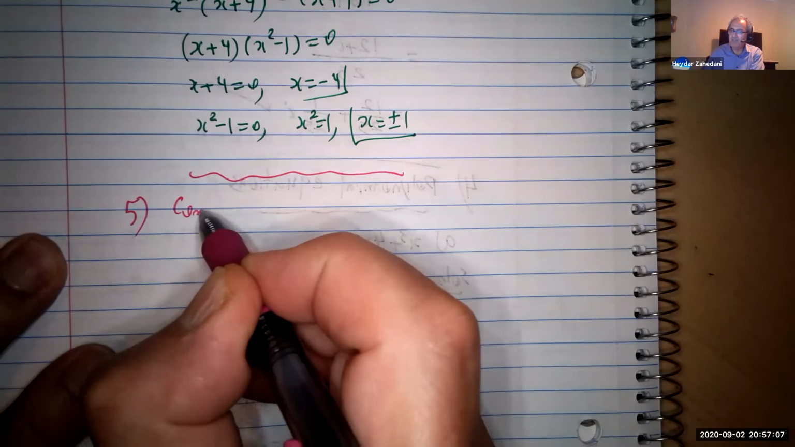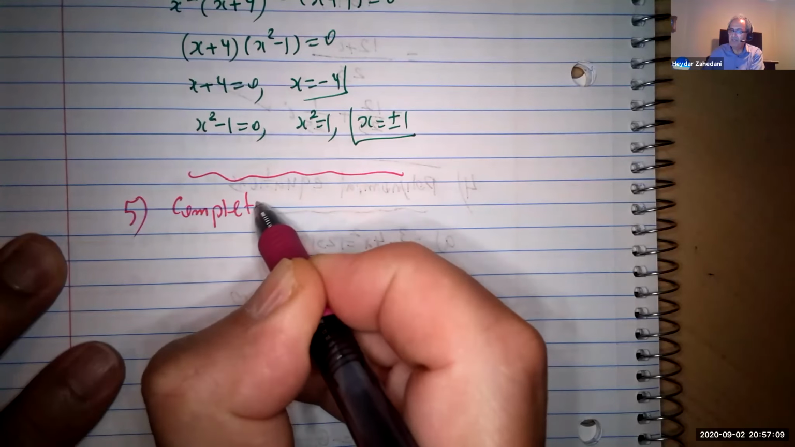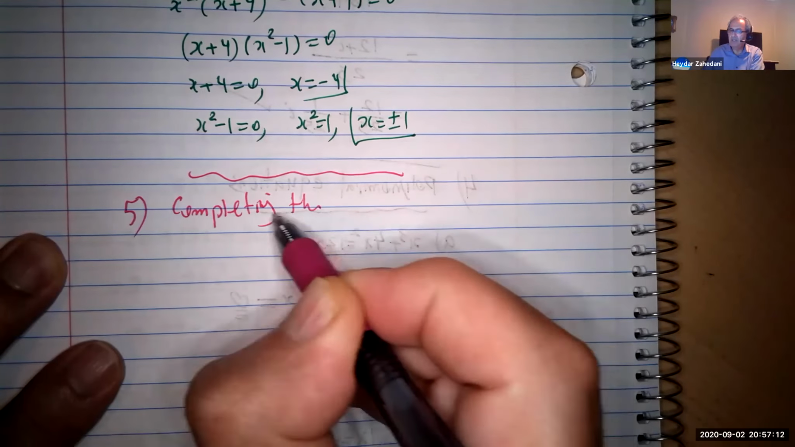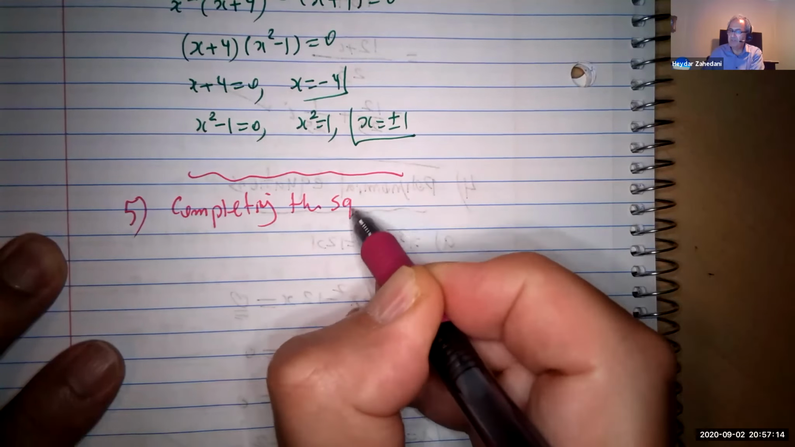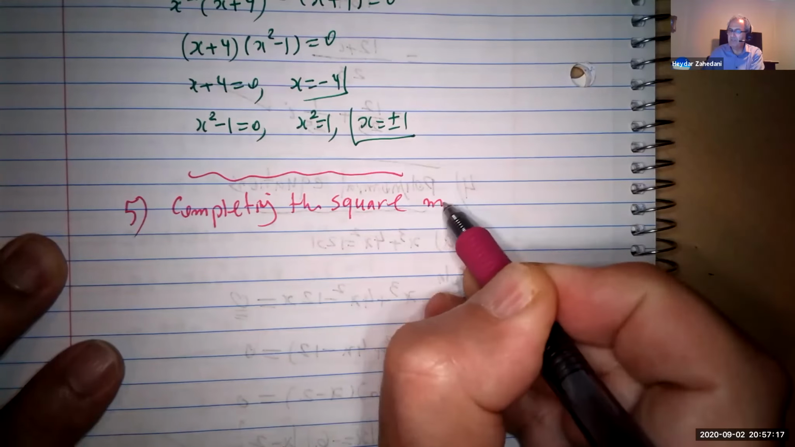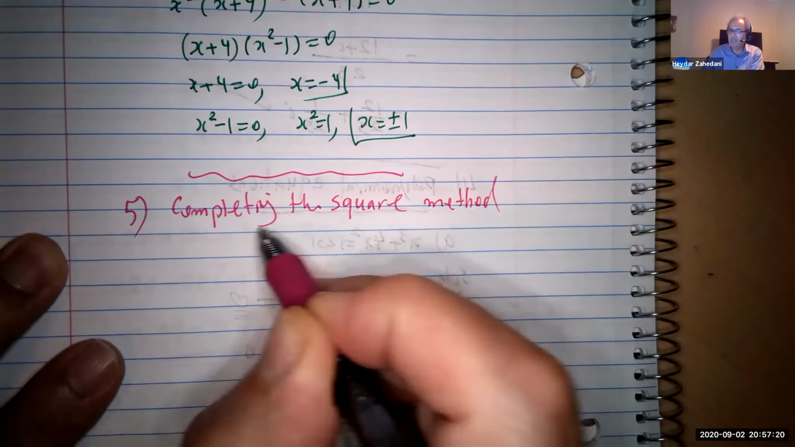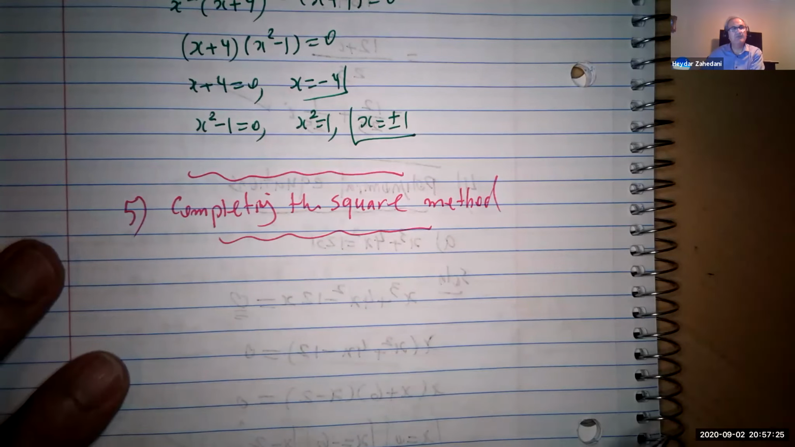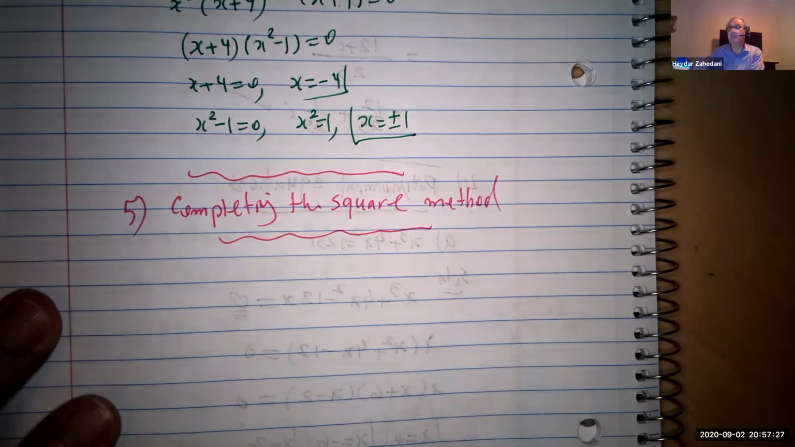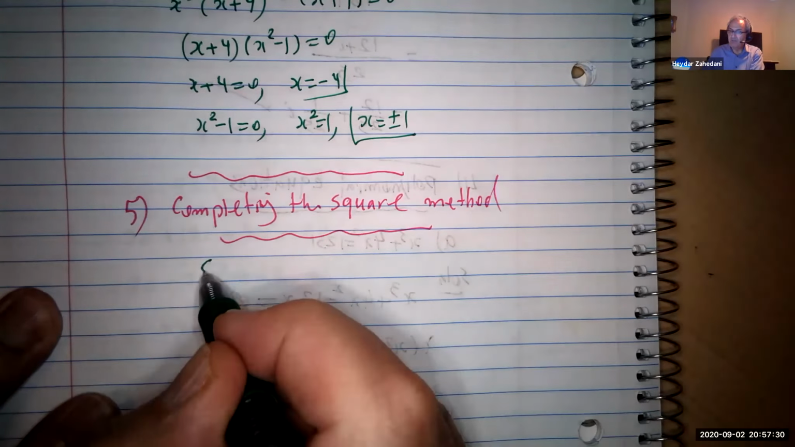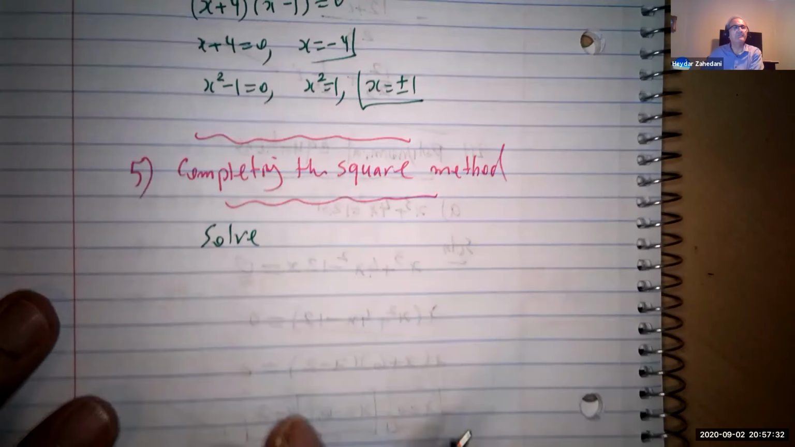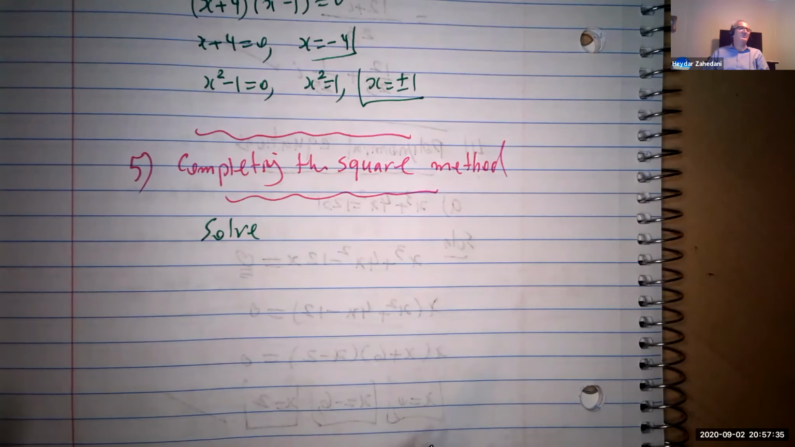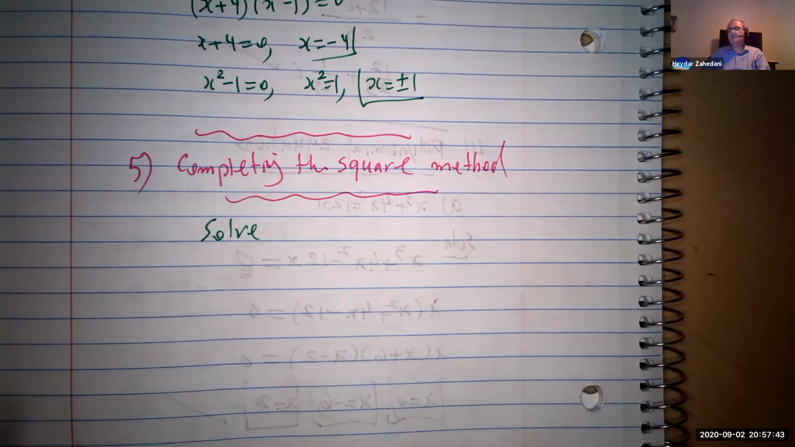Completing the square method. They ask you to use the completing the square method to solve this equation. Since they give you the instruction, you cannot use any other method, remember. So you want to solve. There are going to be two cases. One, where the coefficient of x squared is 1. The other one, where the coefficient of x squared is not 1. So that's it. We give one question, two parts.